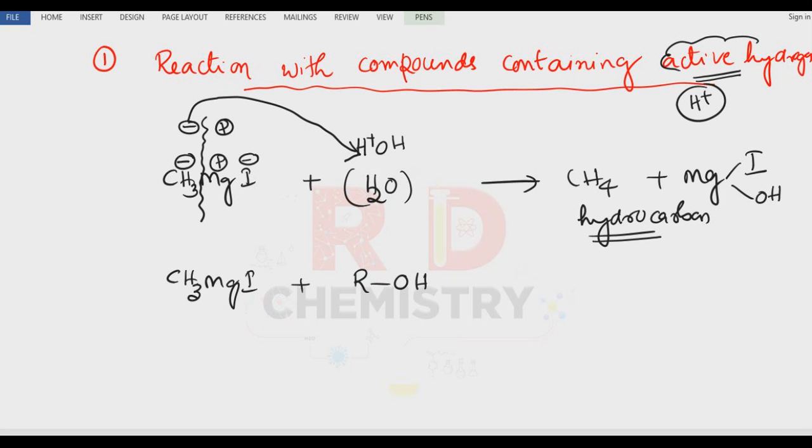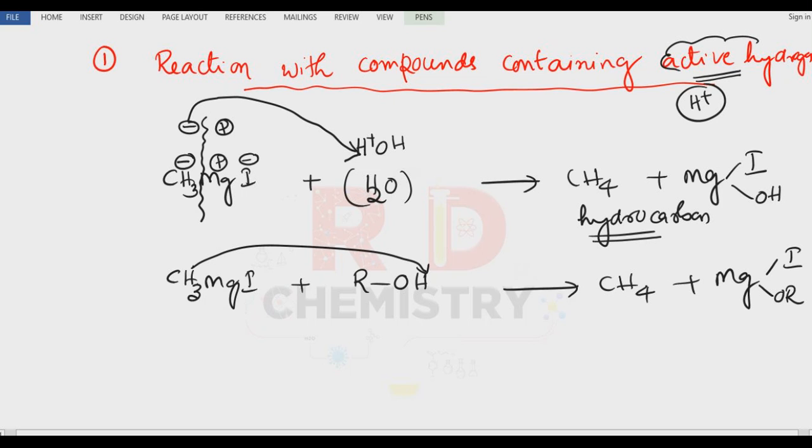Therefore, the negative part of the Grignard reagent can abstract that acidic hydrogen and it gives CH4, same compound CH4, plus magnesium forms a bond with the iodine and the OR remaining group.